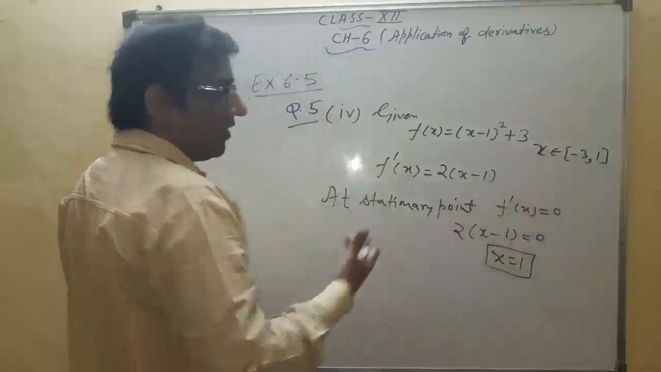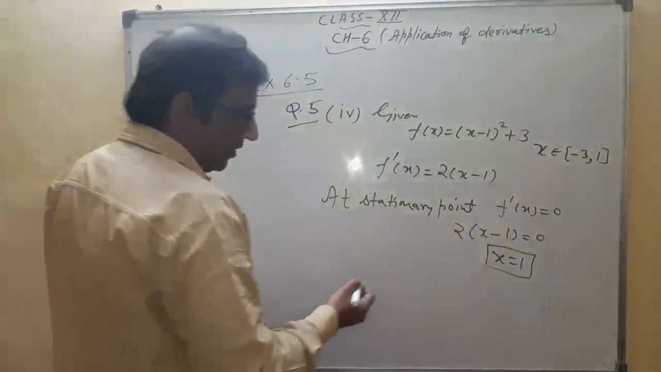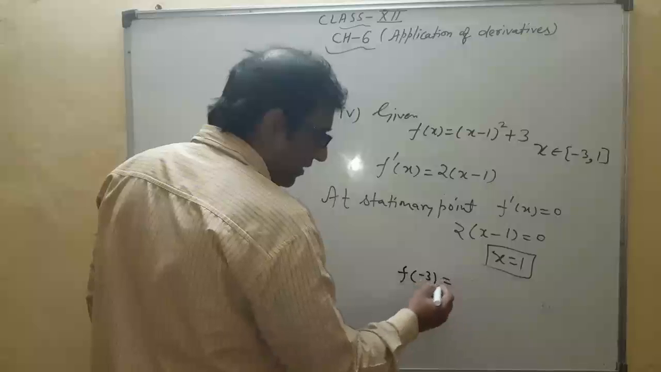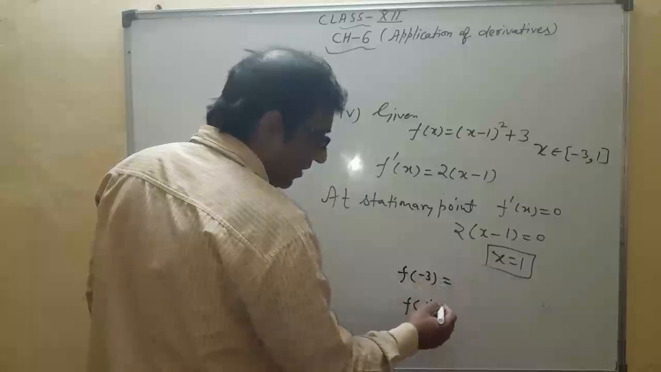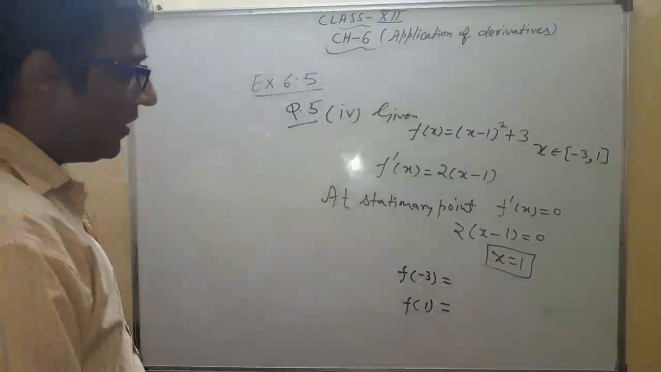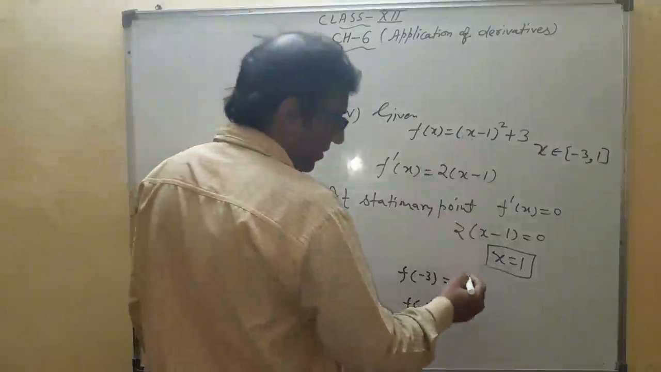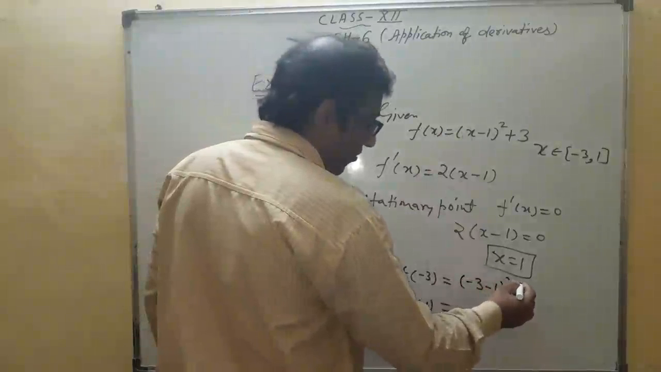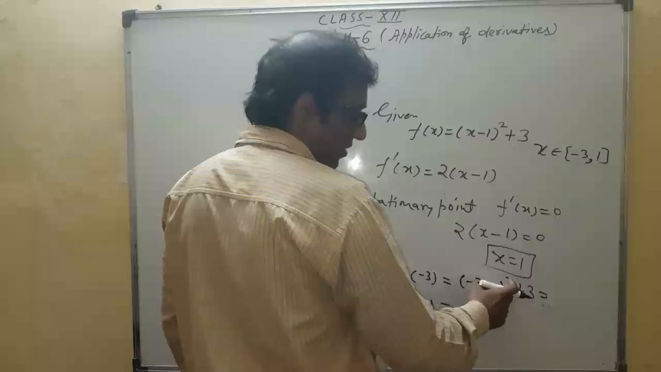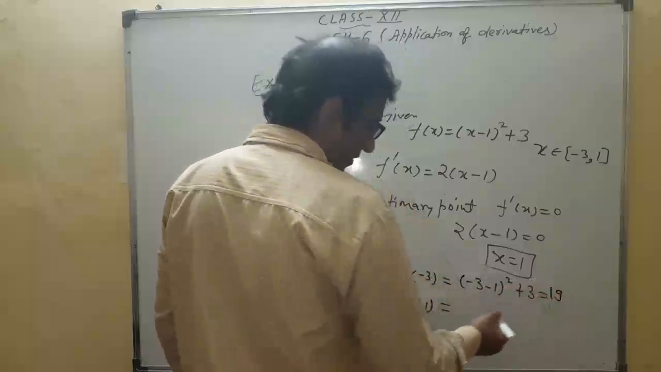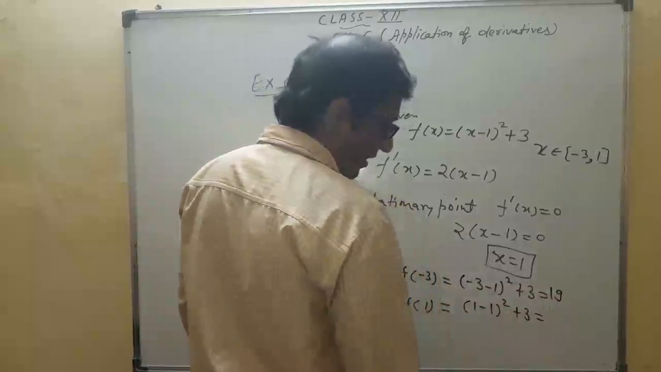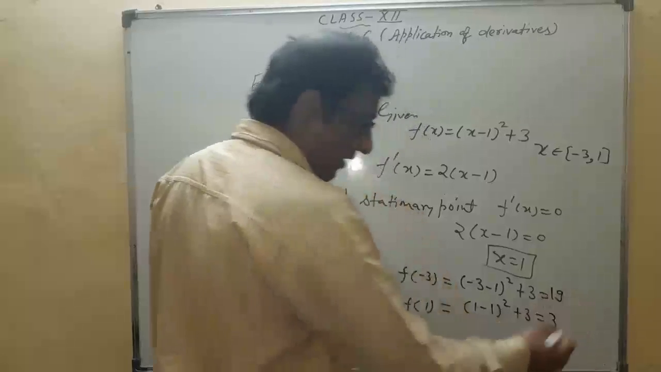So how will we calculate the absolute maximum or absolute minimum here? After this we will calculate f of minus 3 and f of 1. So f of minus 3 we will calculate from here: minus 3 minus 1 whole square plus 3. So what we will get, minus 3 and minus 1 is minus 4, whole square is 16, plus 3 is 19. And then we will calculate 1 minus 1 whole square plus 3. What we will get? We will get 3.